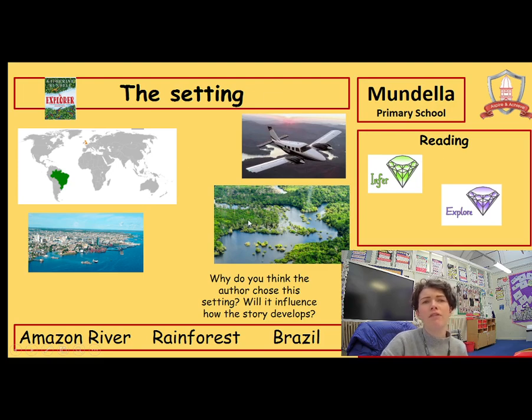Now, I'd like you to have a think about why the author chose this setting. Will it influence how the story develops? So in other words, will the setting shape, have an effect on how the story takes place? Pause the video now and write down your ideas.